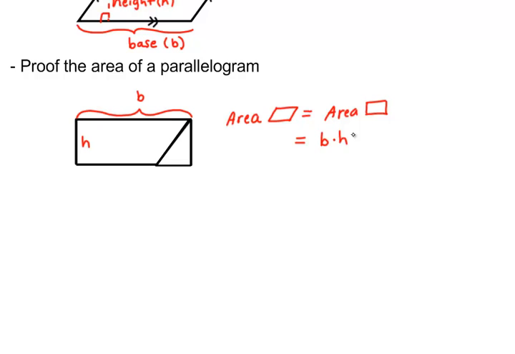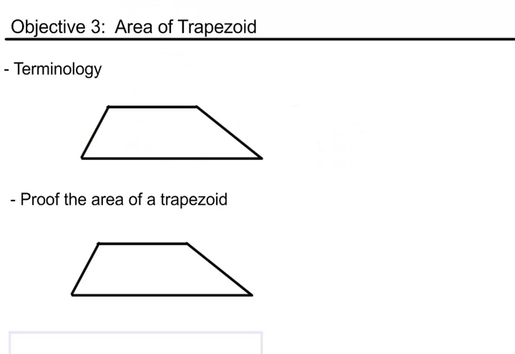So that's pretty easy. Now we're going to show the proof for a trapezoid. So once again, let's do some terminology. Alright, I'm going to draw my altitude or height. It forms a right angle here, and it forms a right angle here. So altitude, another word is height, and we're going to use H again. Now, the bases are at the right angles. So we have two bases. We're going to call this base 1, and we're going to call this base 2.